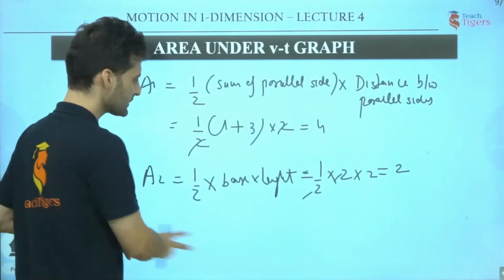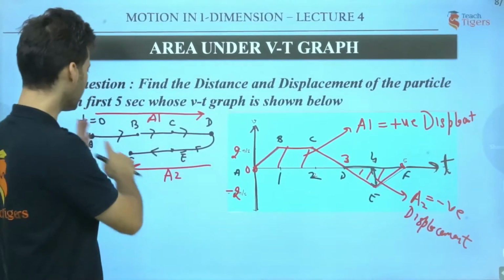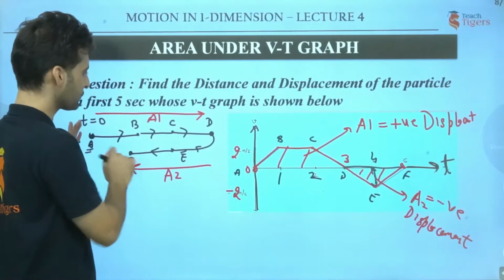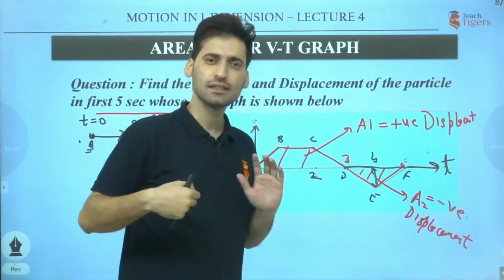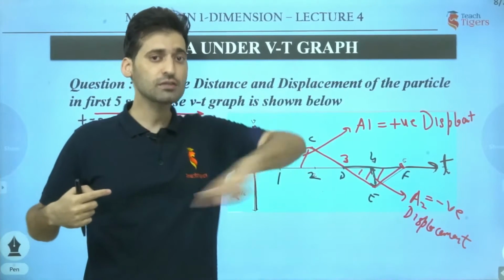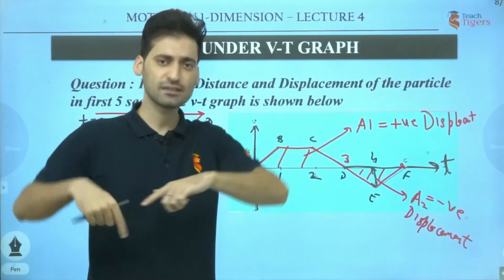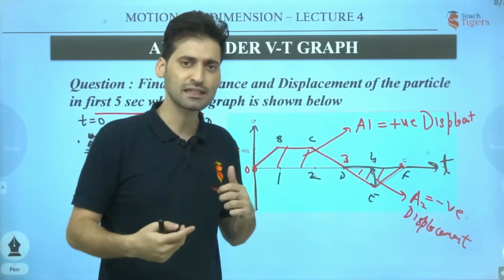As you know, for distance, what do we do? See, if I want to calculate distance from A to F, you know distance is the actual total length of the path covered, isn't it? Distance is the total length of the path covered wherever you went. So you just keep on calculating that length of the path.